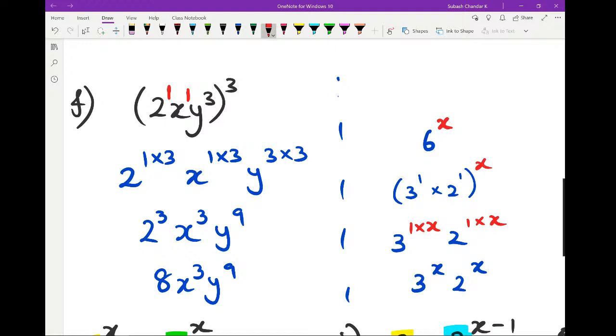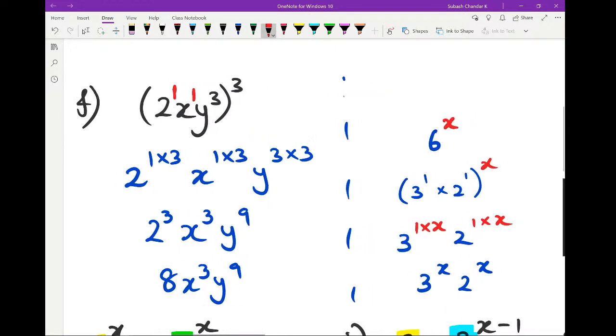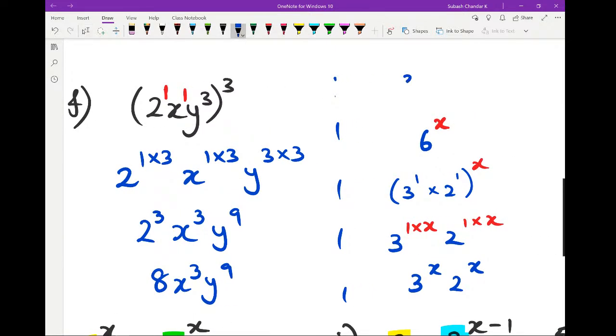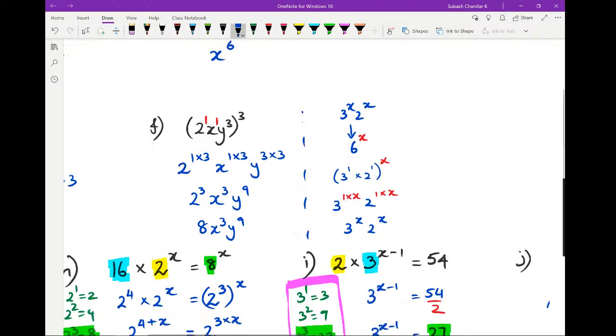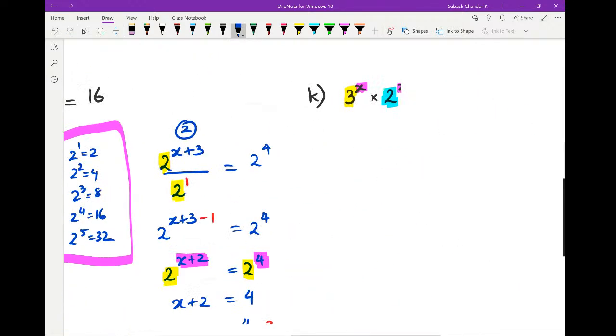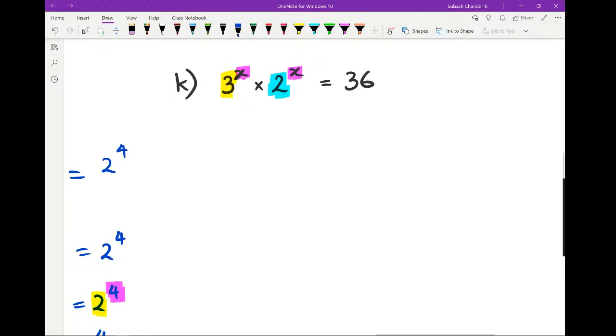So are we okay with how I converted 3x times 2x? If you have 3x times 2x, we can rewrite this as 6 to the power of x. Is that okay? Because if you understand that part, then the rest of the question is just like a walk in the park. Cool, I got a yes, which means I'm going to move on. So coming back to K, that means when we have 3x times 2x, we can rewrite this as 6 to the power of x. 36 is 6 squared. Therefore, x is equal to 2.